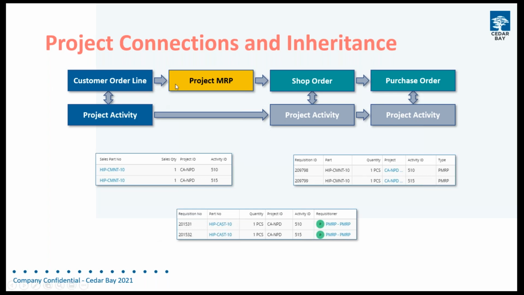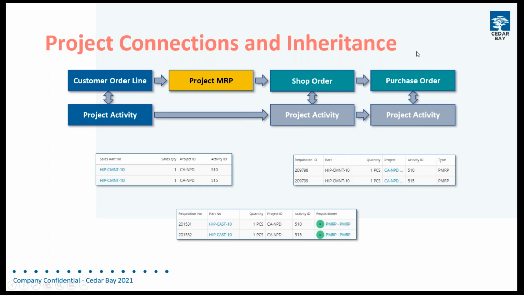And what I've got here is a customer order line which we connect to a project activity. So again, we're connecting to an activity rather than a project or a sub-project. It's the activity level it's connected to. Then project MRP will look at the demands from that customer order line, and it will observe the project connection. So when project MRP then generates your shop orders and your shop order requisitions, it will also carry over that project activity and connect it to the shop order itself, so that you don't have to do that. Project MRP is maintaining that inheritance.